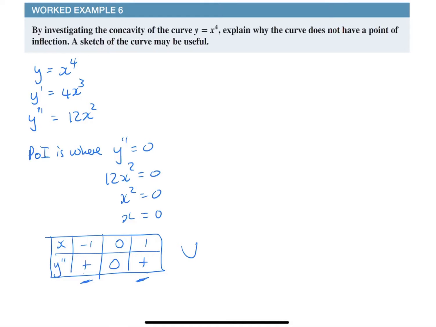If you then draw the sketch of y equals x to the power 4, I know that x to the power 4 looks like this. And therefore there's no point of inflection. There's just a 0 point over here.